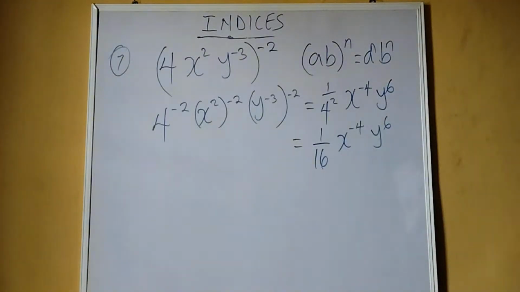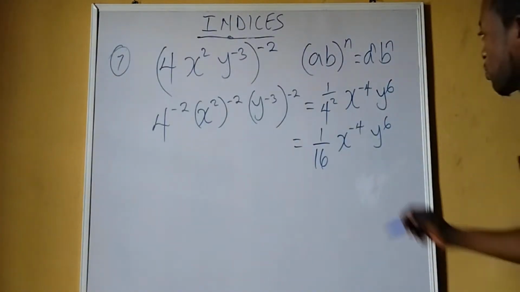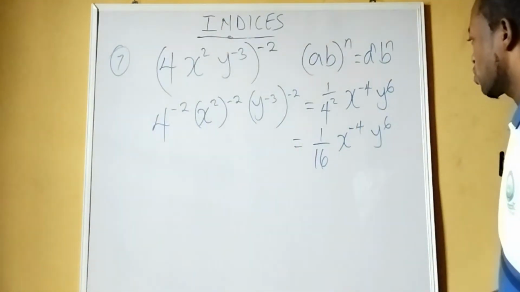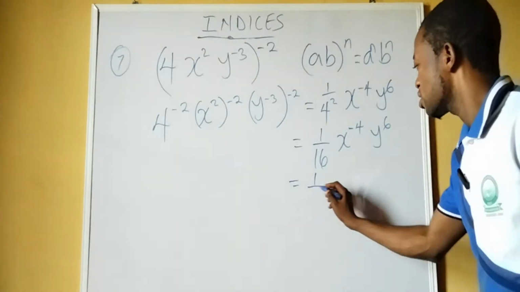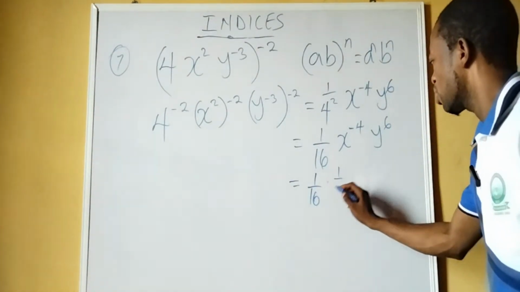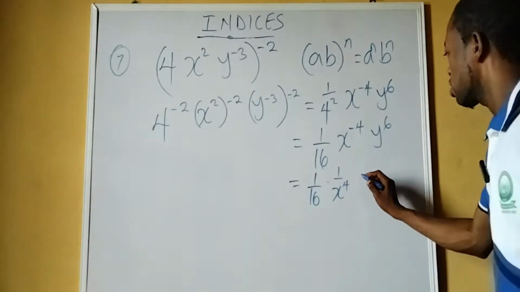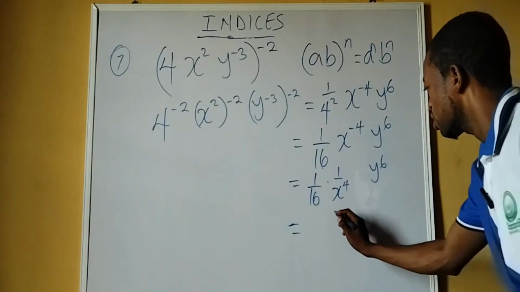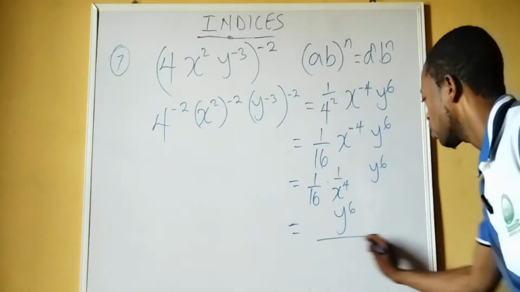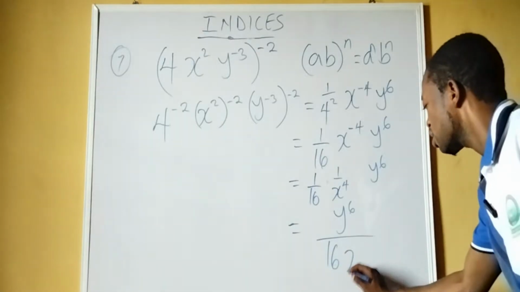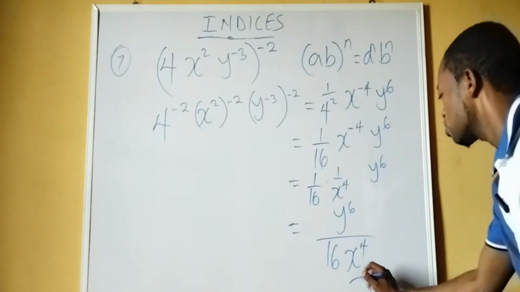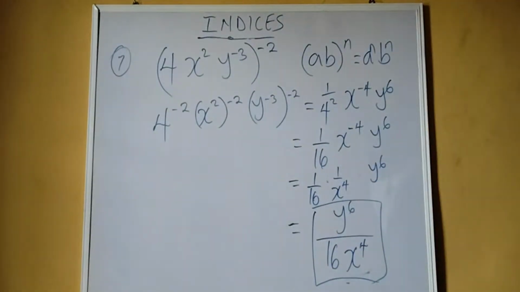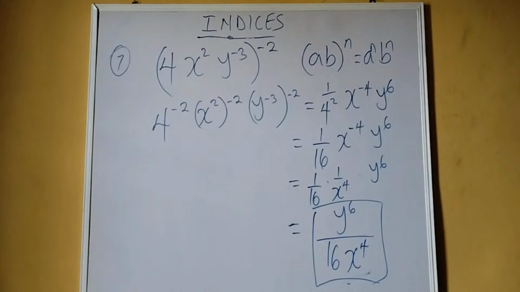And if we also want it another way, this is also a negative index, and we can write it as 1 over. So which means we have 1 over 16 times 1 over x raised to power 4 times y raised to power 6. And when we put it properly, you can say this is y raised to power 6 over 16x raised to power 4. So here we have the final answer to the given problem. Okay?